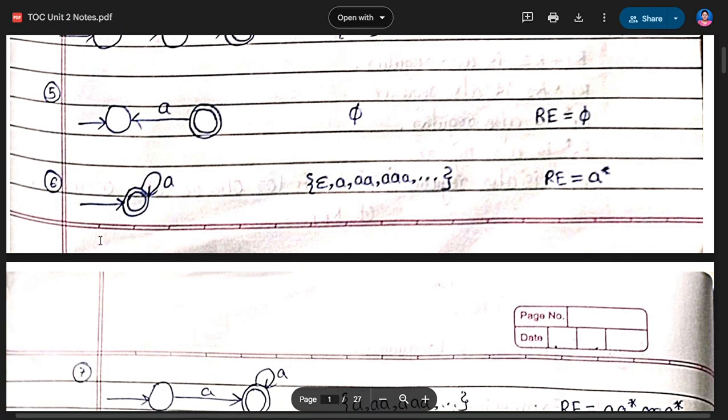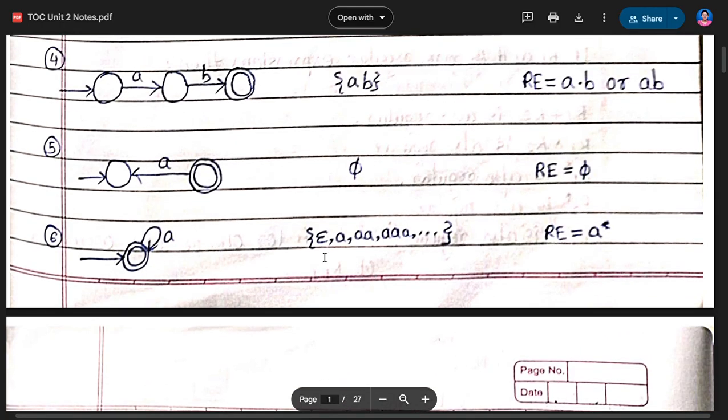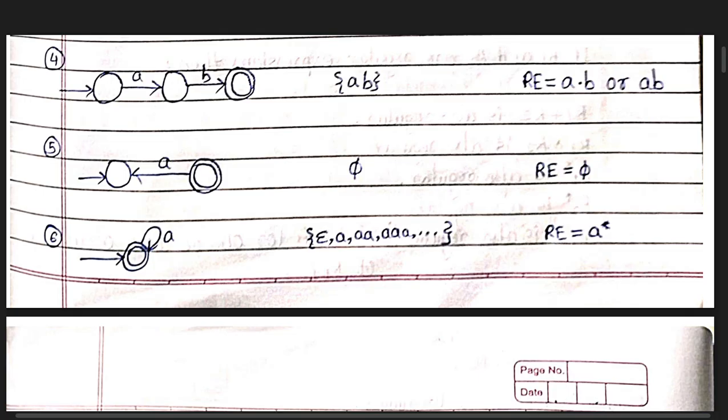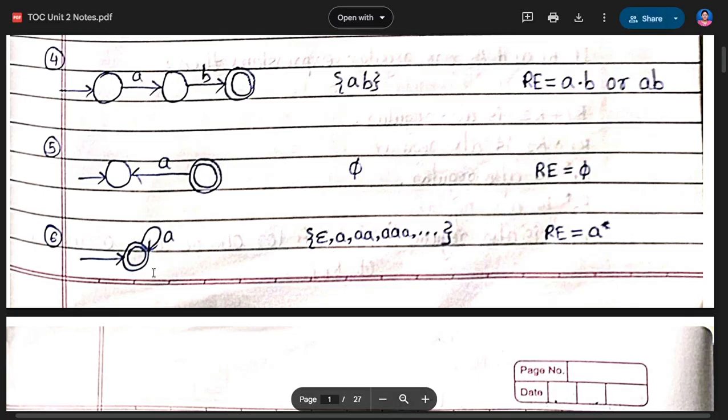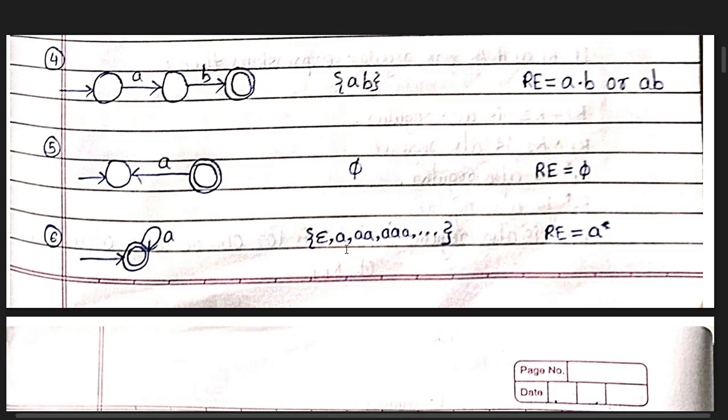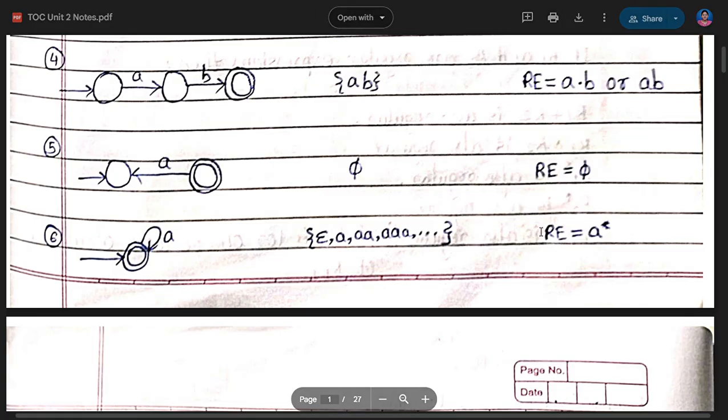Now just see this diagram, it's a loop. Whenever you see the loop, in the language it's like epsilon. The answer can be epsilon, or A, or AA, or triple A. You get answers like this. So in the regular expression form we write it as A star. Whenever it is a loop, it is shown with the star.